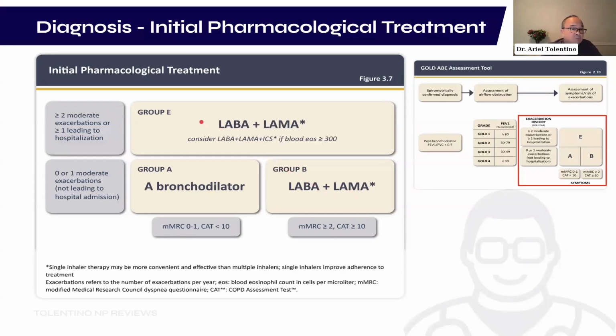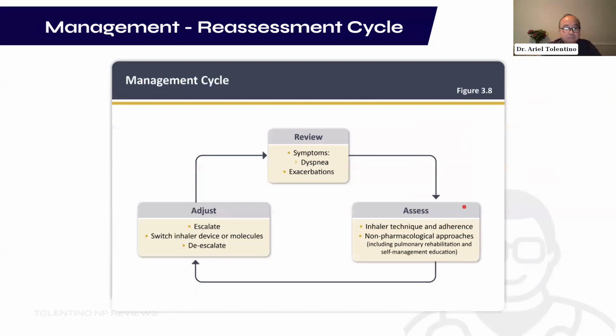Now, for group E, there are two possibilities. The patient could either have the LABA-LAMA combination, which is also used in group B, or the patient can have a triple combination therapy of LABA, LAMA, and ICS if your eosinophil count is greater than or equal to 300. So we have to factor in the eosinophil count to make that choice with the LABA, LAMA, ICS triple combination. Without that eosinophil count being greater than or equal to 300, the recommended medication for group E would be LABA plus LAMA. Okay. So that is very, very important.